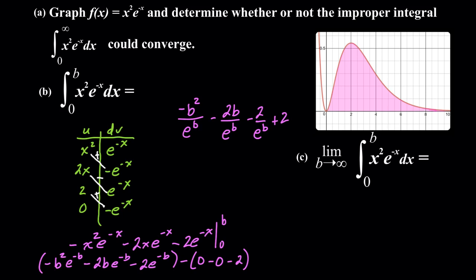All right, so now what we know is we cannot actually plug infinity in and get a numerical value out of this. So what we want to do is treat this as a limit. So we are going to rewrite this then as the limit as b approaches infinity of this right here. And let me bring that over here.